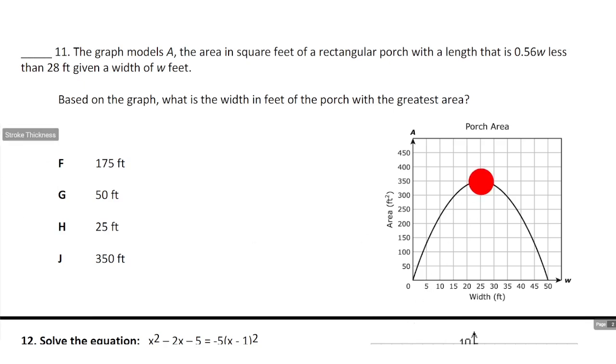That is kind of big. We don't need it that big. Right here, right? We can see that greatest area is 350 feet squared. So it says what is the width in feet?